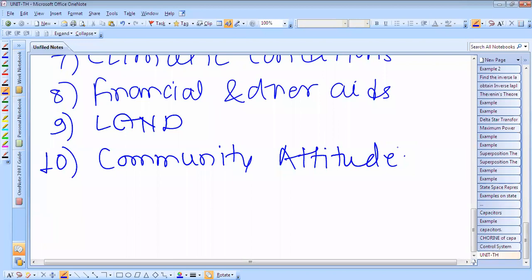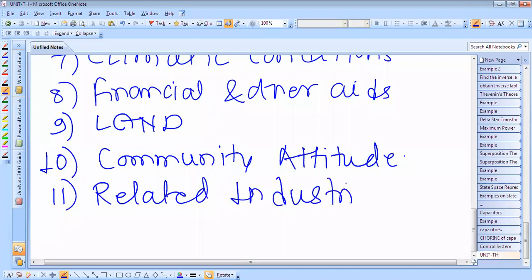Next is the presence of related industries. That is also very important. The related industry should be there. Presence of related industry, because if yours is the paper industry, then the industry supplying the raw material required for the paper industry should be very near to you. So this related industry should be present where we are going to set up your plant.